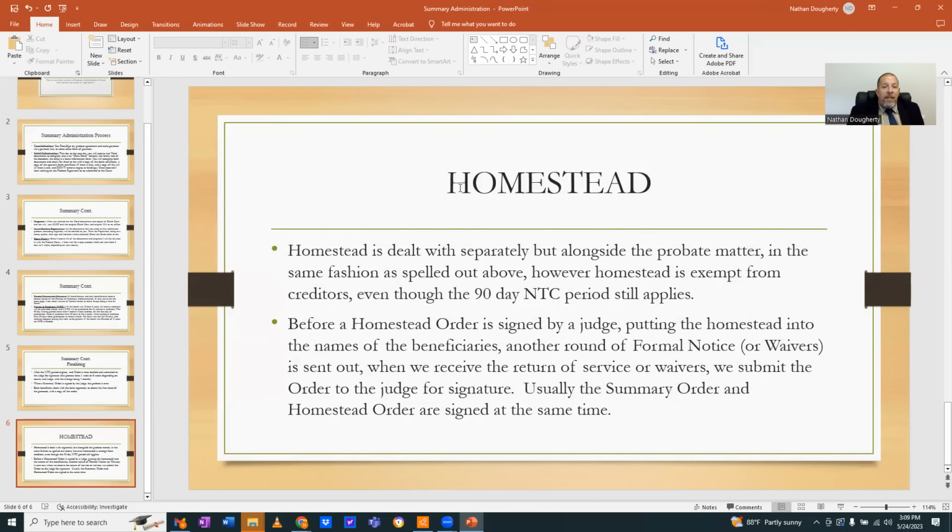That's my basic overview of the summary probate process in Florida.